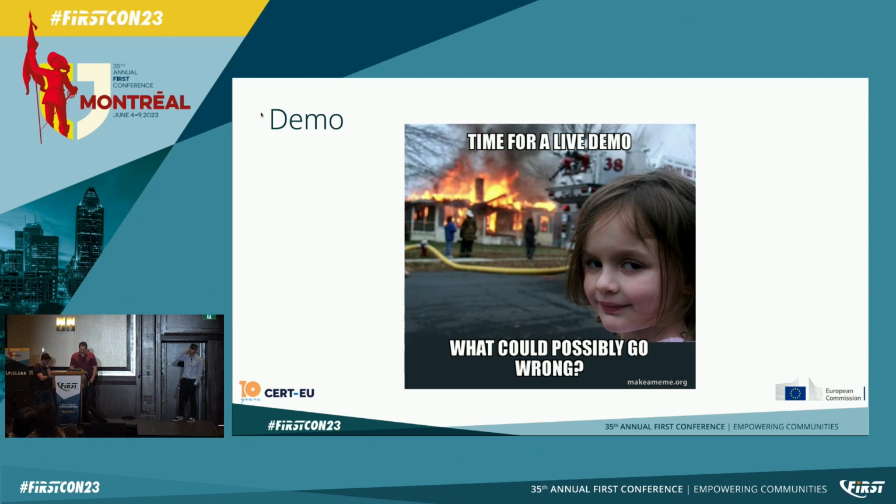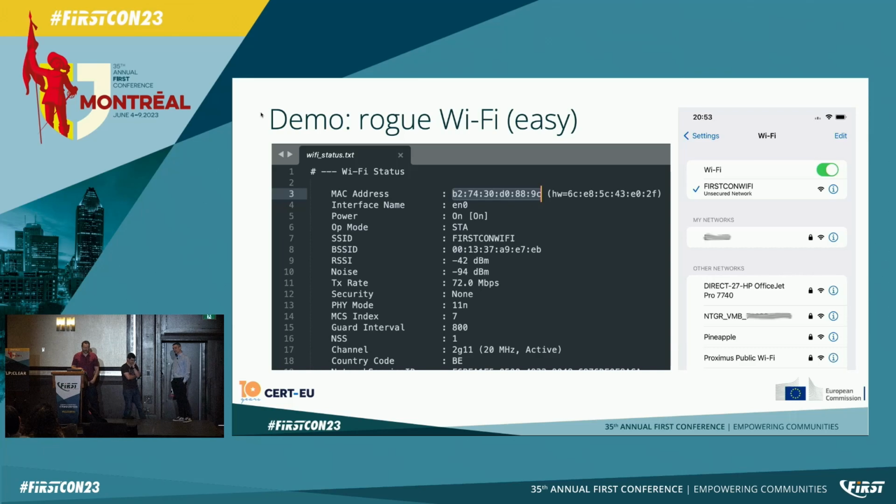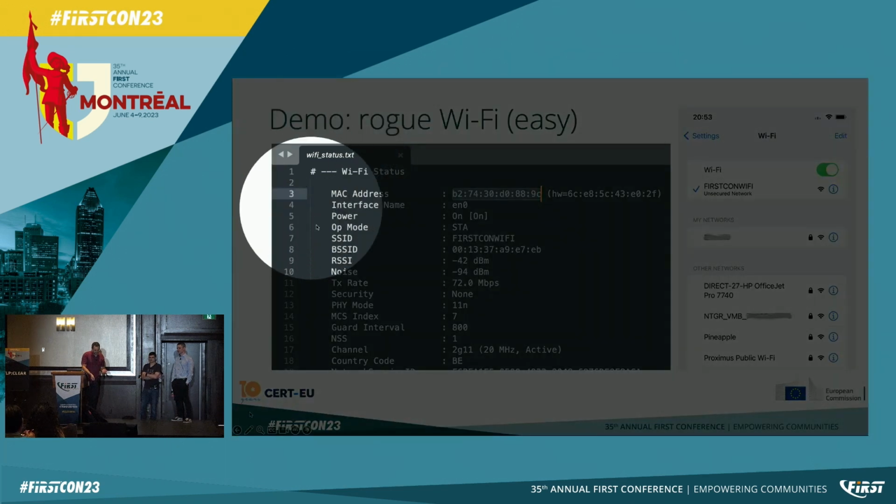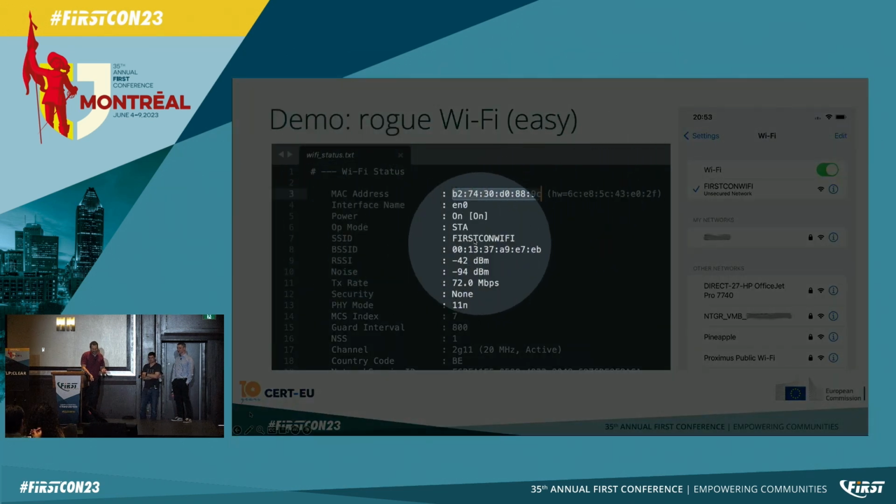We have two or three demos prepared. One is this example that you mentioned already, the rogue Wi-Fi access point. The story is that we can imagine a user is traveling, driving around close to your neighborhood, and somehow you notice by chance that your phone connects automatically to a Wi-Fi network here at FirstCon. Does this work? Yay! FirstCon Wi-Fi.